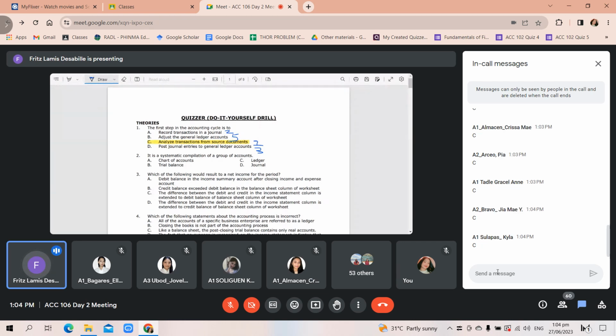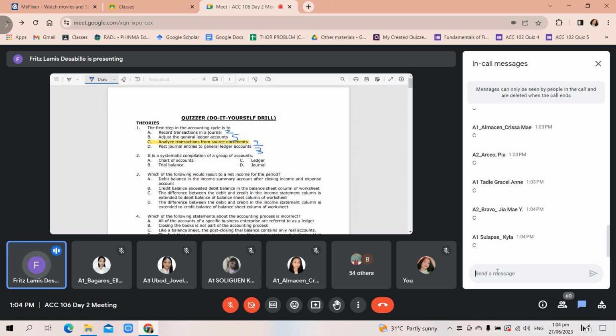trial balance. And after that, you prepare the financial statements. And after you prepare the financial statements, you prepare the closing entries. And that's number 8, you prepare a post-closing trial balance. And number 9, you prepare the reversing entries.